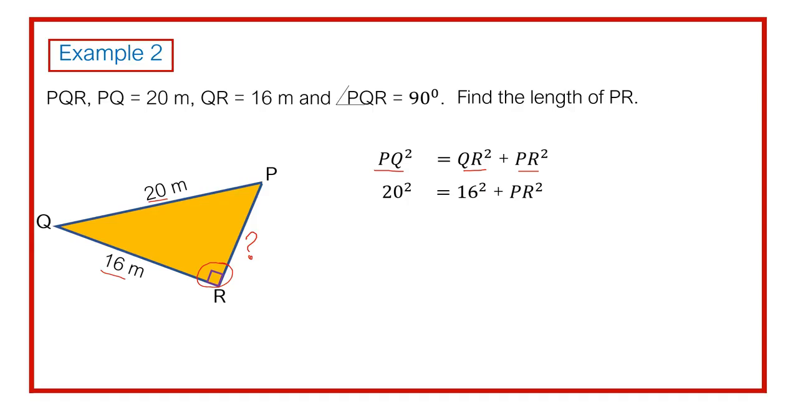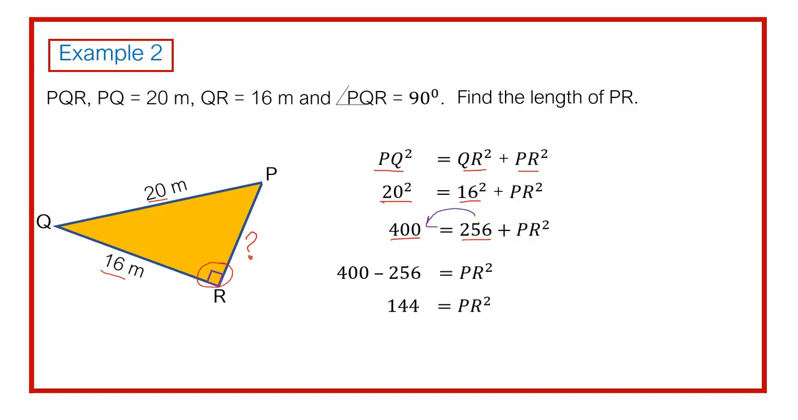PQ is 20 squared. Then QR is 16, so that is 16 squared plus PR squared. The square of 20 is 400, and the square of 16 is 256. Now we will subtract 256 from 400 such that we get 144.